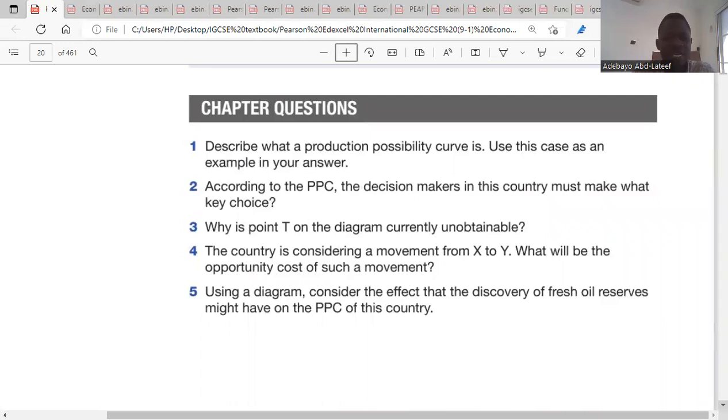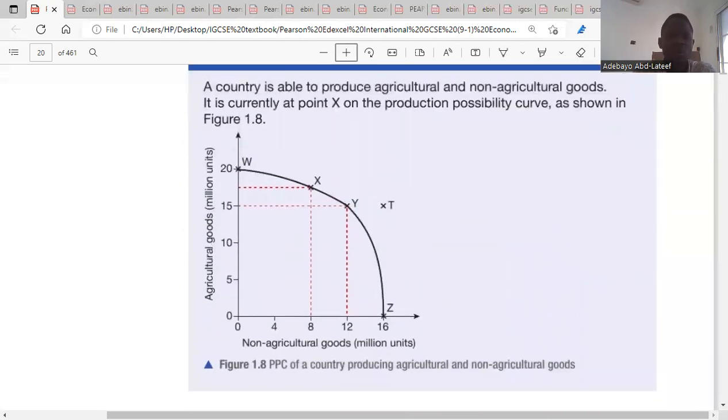Question 5. Using the diagram, consider the effect that the discovery of a fresh oil reserve might have on this type of country. Discovery of a fresh oil reserve will only shift the output of that country outward, from all these points outward. Do you have any question about them now? Are you sure it's clear now? So back to the question. The sacrifice that was made, is it the real cost or the opportunity cost? Thank you.